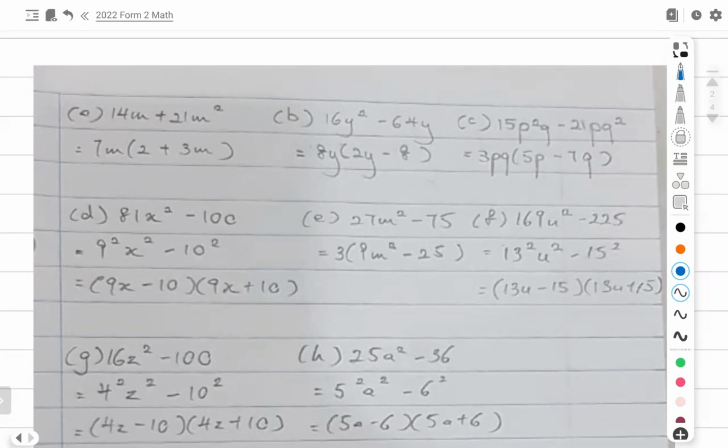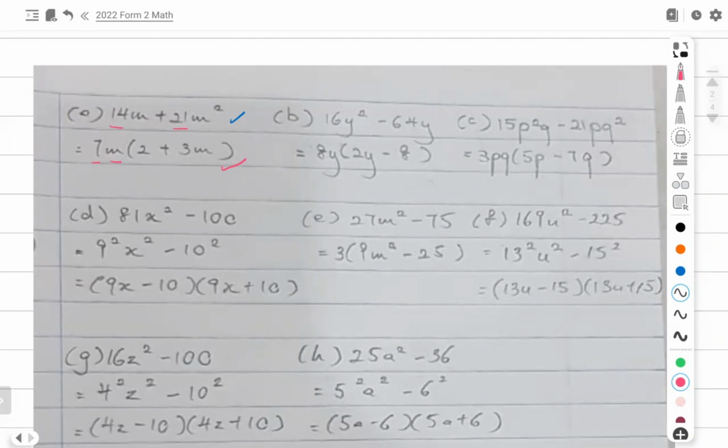You can check at home because I'm lazy to copy the questions there. The questions are there. Okay, number 1 is correct. Highest common factor, 7m. Then you let the balance inside the bracket. So we are doing the factorization. Take out the common factor and you write the balance in the bracket.